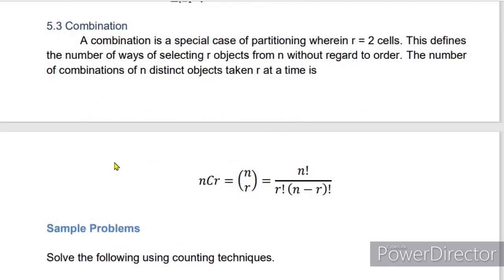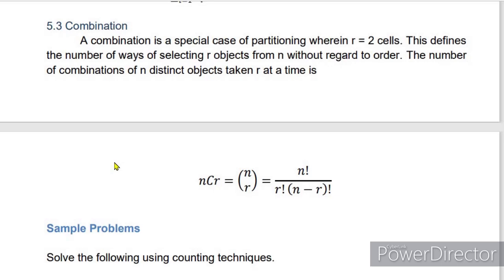Next is the combination. A combination is a special case of partitioning wherein R is equal to 2 cells. This defines the number of ways of selecting R objects from N without regard to order. So if the problem has no regard to order, it should use combination. The number of combinations of N distinct objects taken R at a time is given by this formula.